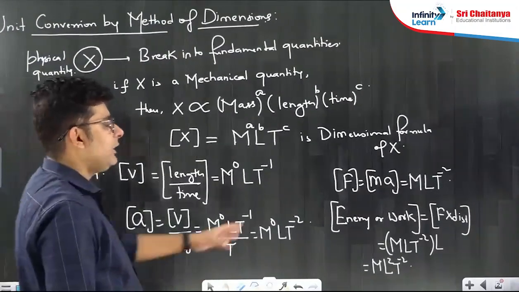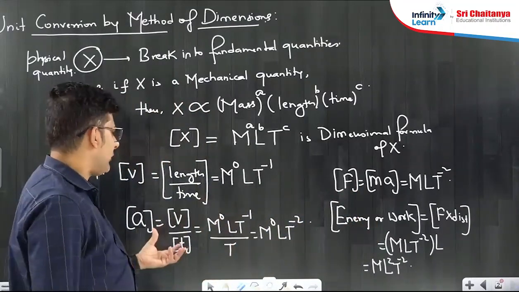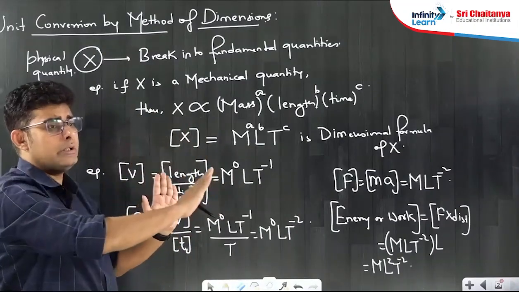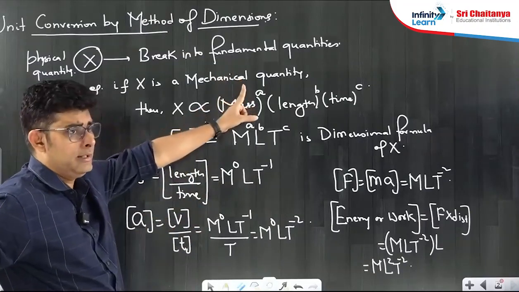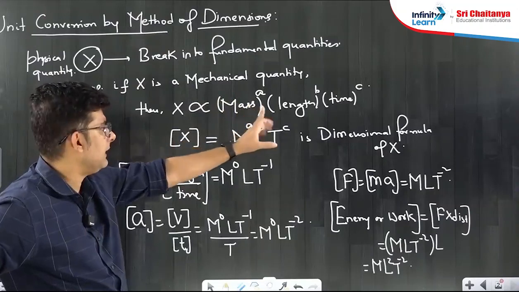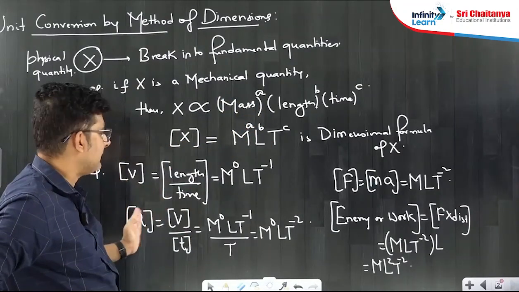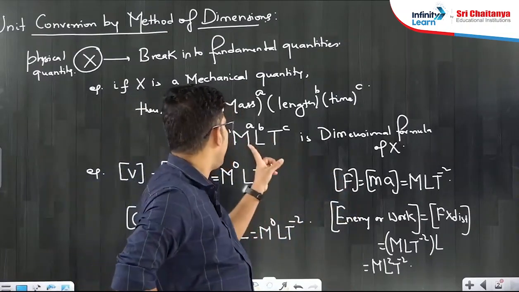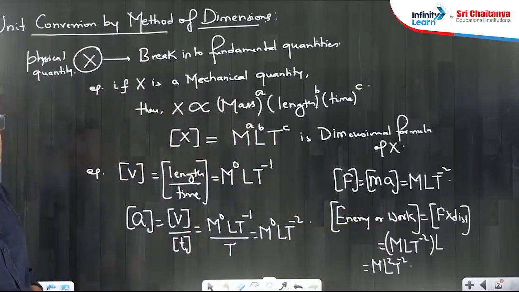Just see these examples. Whenever we are writing the dimensions, we should know the basic formulas by which we can write the dimension. This means we have to break all the given physical quantities into the simplest form, which are known as fundamental quantities. Here we are talking about mechanical quantities, so only mass, length and time. On that basis, speed, acceleration, force, energy, whatever they are, we can always break them into M, L and T with different powers. Is it clear to all of you? Let me know fast. Okay.